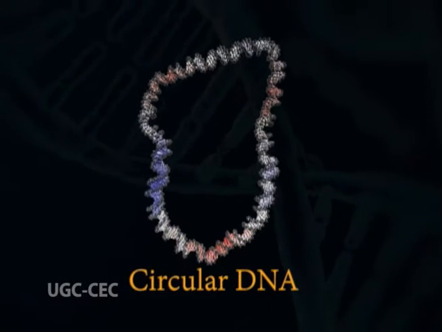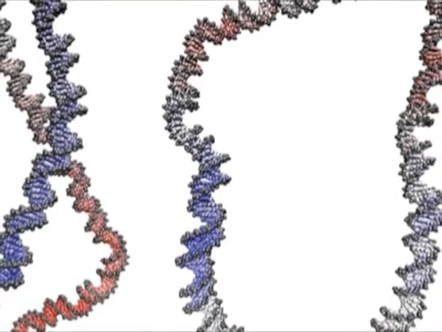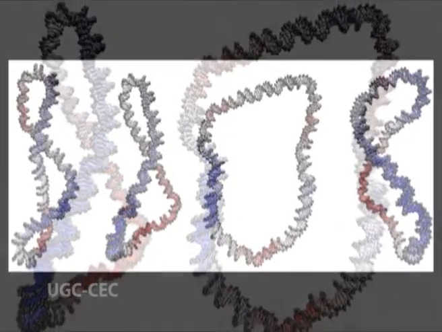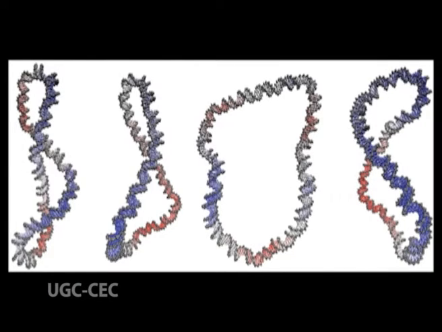Now let us come to circular DNA. Biological DNA in higher organisms exists as long linear double helices. However, in almost all the prokaryotes and a few viruses, the DNA is organized in the form of a closed circle. The two ends of the double helix get covalently sealed to form a closed circle.